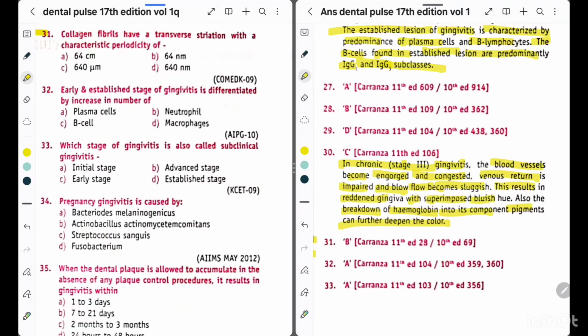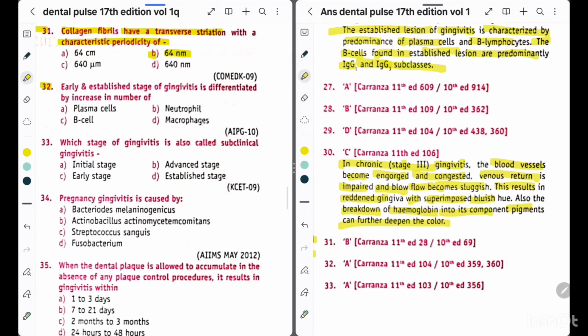Now question 31. Collagen fibrils have a transverse striation with a characteristic periodicity of. So the answer is option B, 64 nanometer. Collagen fibrils have a transverse striation with a characteristic periodicity of 64 nanometer.